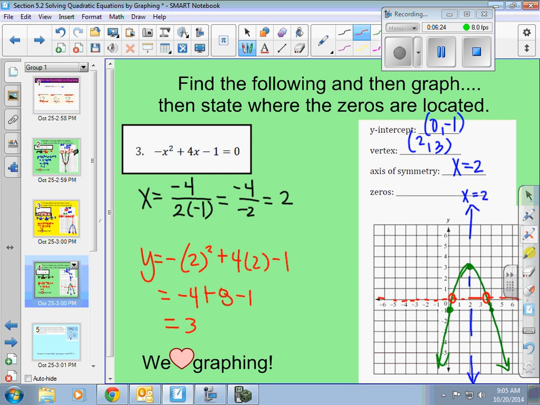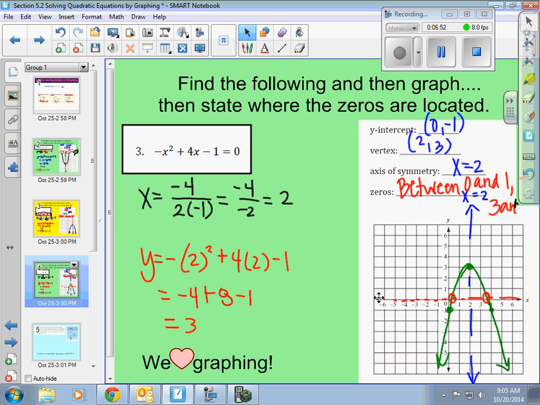These are not nice integer solutions. So in this case, we just estimate or we tell them where it's in between. So we say it's between, well, the first one's going to be between 0 and 1. And my other solution is in between 3 and 4. So there's your solution for number 3.